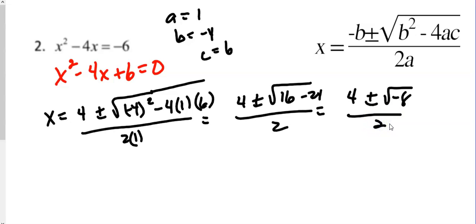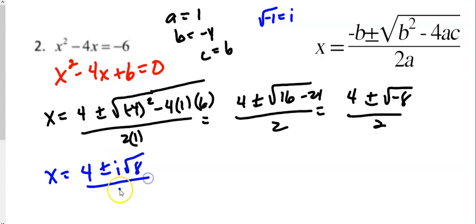So here's something you haven't seen before. Anytime you have a negative under the radical, you are going to pull your i out. Not your I for your vision, lowercase i. Because the square root of -1 is equal to i. And that's what we use anytime there's a negative under the radical. So this becomes 4 plus or minus i square root of 8 over 2.